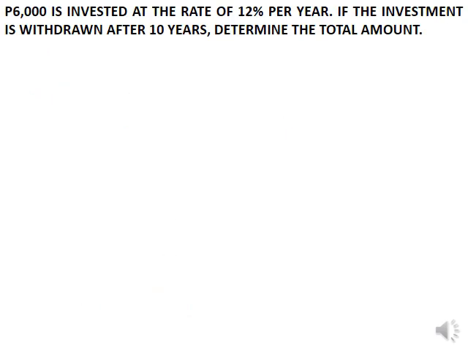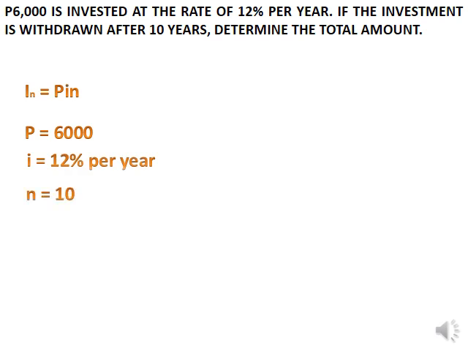Okay, let us try this problem. 6,000 is invested at the rate of 12% per year. If the investment is withdrawn after 10 years, determine the total amount withdrawable. Okay, first, in this illustration, I will compute first the total interest, which is Pin, where P is 6,000, the interest is 12% per year, and the number of periods is 10.